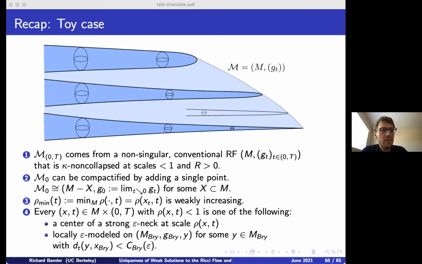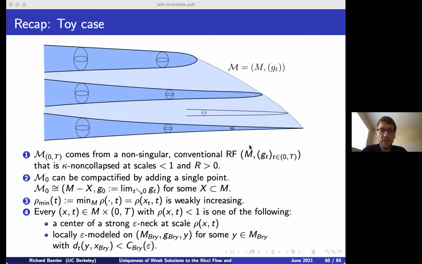Okay, let me just recap first. What we're going to consider here is really this toy case. So we consider singular Ricci flows that start from this singular initial metric and that immediately resolve this cusp here. And the important property that we may need to focus on in the following is this property, which says that whenever we take a point of curvature scale less than 1, then we can consider this as some kind of almost singular scale, and we make the assumption that any such point is either the center of a strong epsilon neck or it's locally epsilon modeled on a kappa solution.